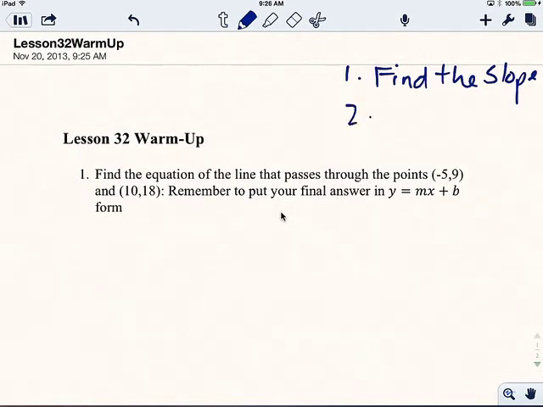Step 1 was find the slope. Step 2 was use the formula. Step 3 was solve for y. So let's put those in action.